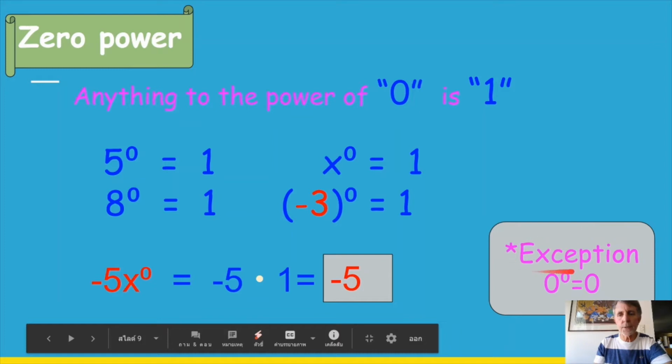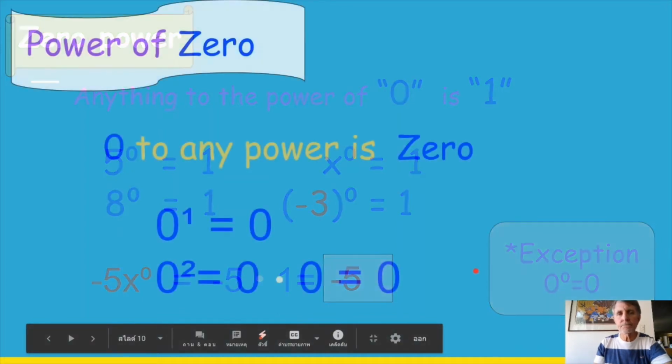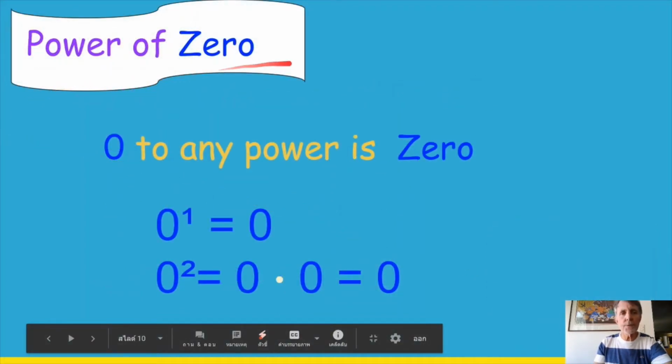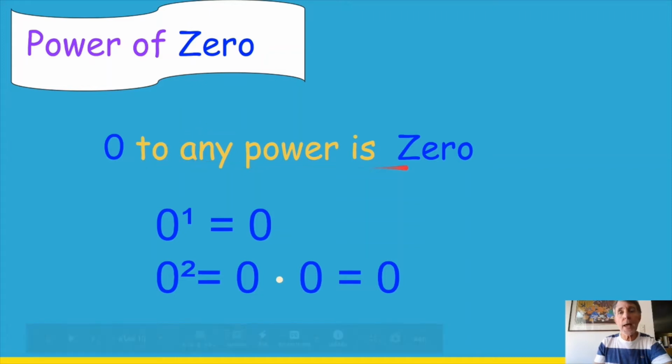And an exception to this rule is 0 to the 0 power. That's 0. We might even call that undefined. And then powers of 0. 0 to any power is 0.